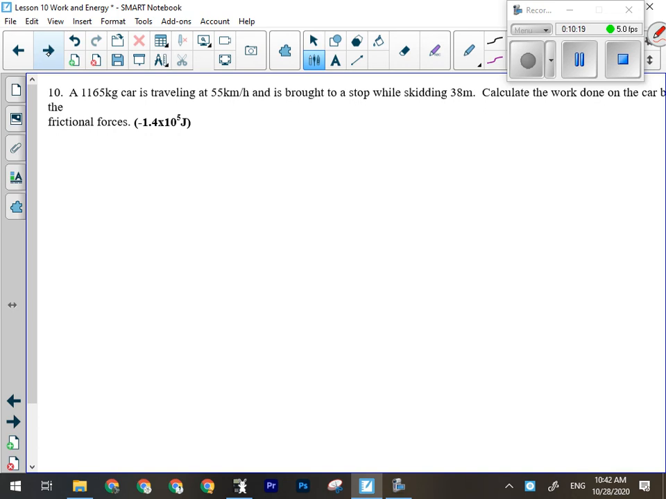Okay, this one I want you to try because I'm going to relate it to a real world situation after you're done doing it. You have a car that's 1,165 kilograms traveling at 55 kilometers per hour. What do you need to do with that number? Convert it to meters per second. It's brought to a stop while skidding 38 meters. I want you to calculate the work done on the car by frictional forces.